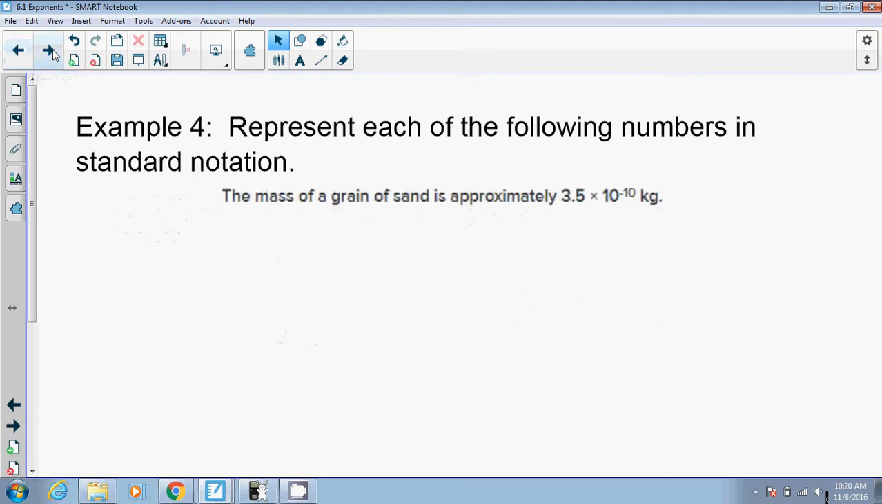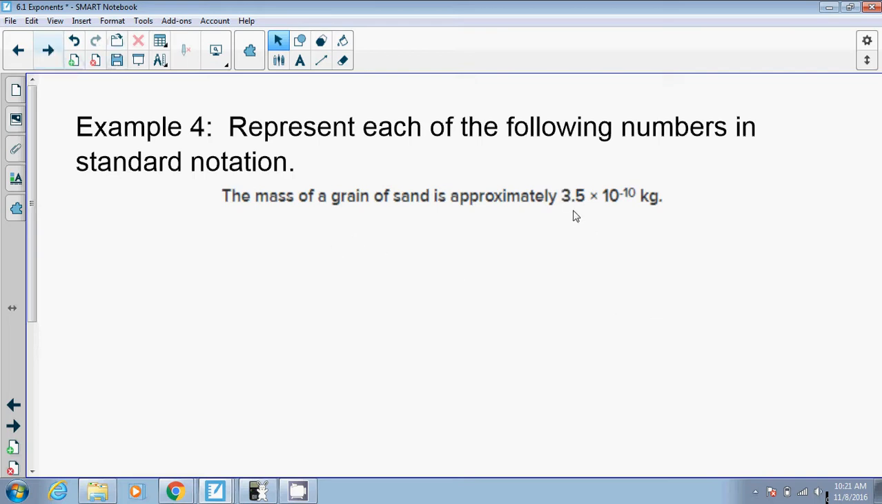Let's look at one more example here where we're representing scientific notation in standard notation. So we know the mass of a grain of sand is approximately 3.5 times 10 to the negative 10th kilograms. Again, that was easy to read, but we don't know the actual largeness or smallness of that grain of sand. We know a grain of sand is small, but we actually want to see numerically how small it is.